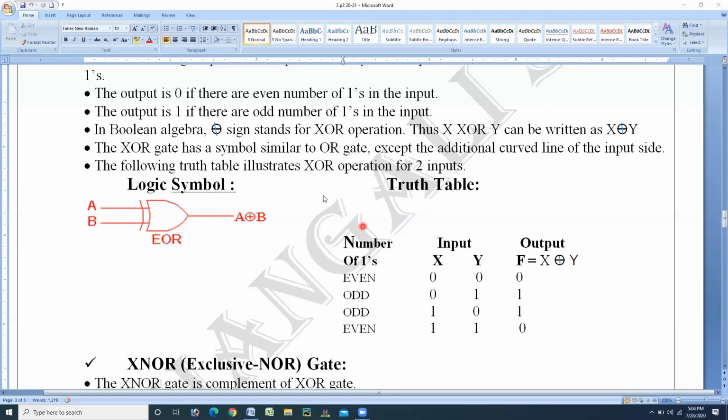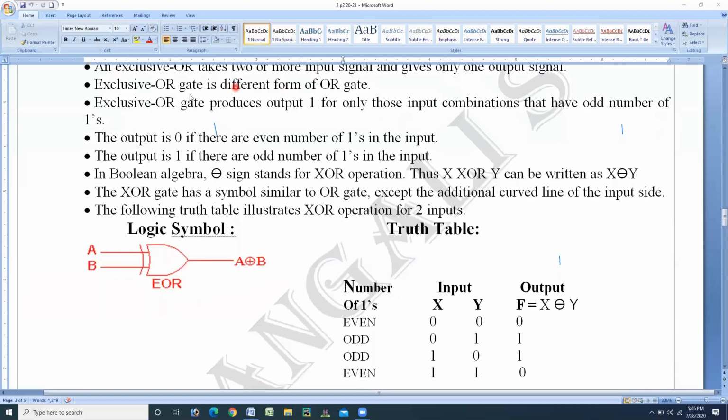Now, I hope you understood this. The same sentences are given here. See, once again, the exclusive OR gate produces output 1 only for those input combinations that have an odd number of ones. How many ones are there? 1 is odd. For odd numbers of ones only you will get output as high. This is the point.